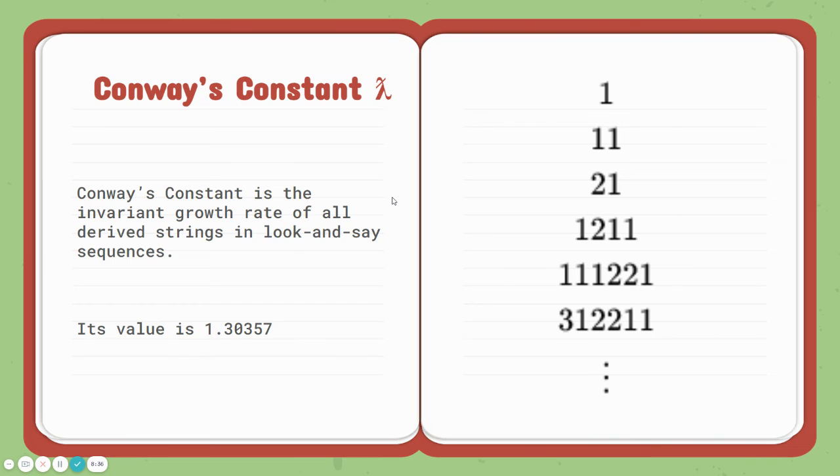Conway's constant, which is called lambda. Conway's constant is the invariant growth rate of all derived strings in a look and say sequence, and its value is 1.30357. This here is a look and say sequence.